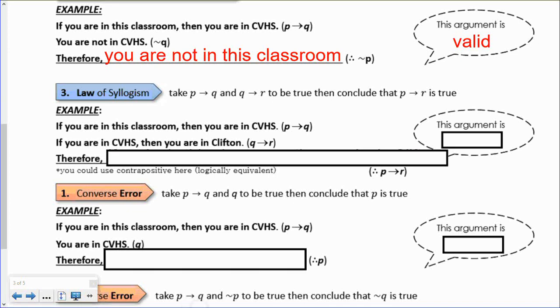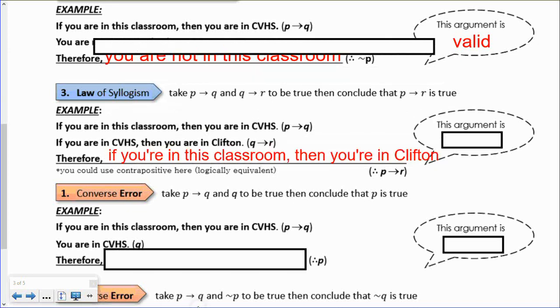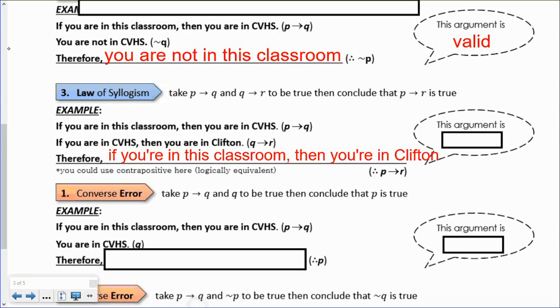So if we go through here, it says, if you are in this classroom, then you're in CVHS. If you're in CVHS, then you're in Clifton. Therefore, what's the final conclusion I can make? Almost. If you're in this classroom, then you're in Clifton. You link the very beginning to the very end. So my first idea was classroom, then I had CVHS twice, and then I had Clifton. So you basically link the 2 unique ideas, the beginning and the end, together.